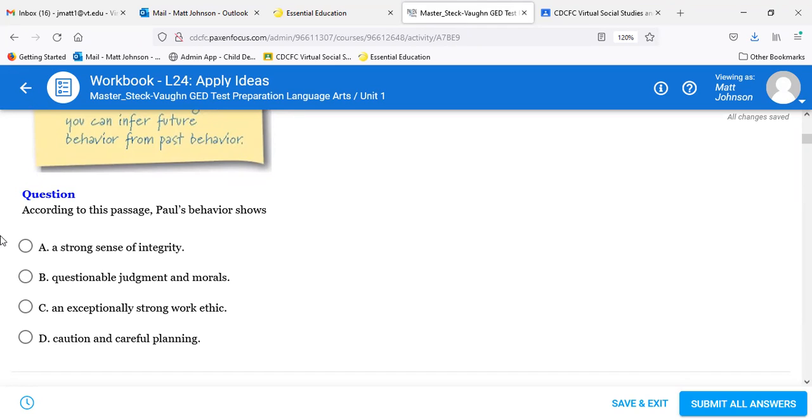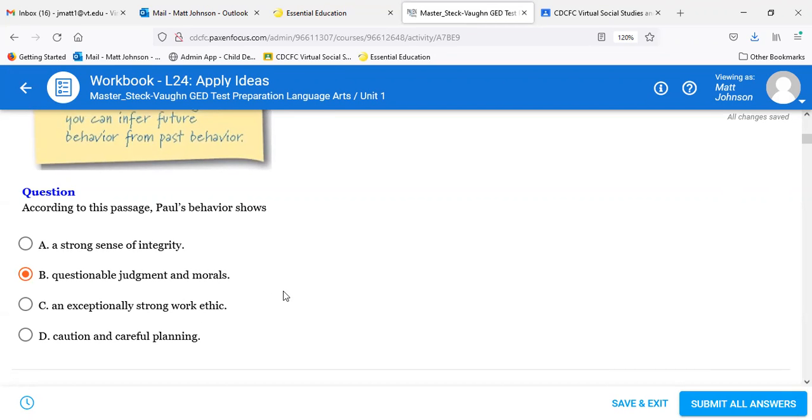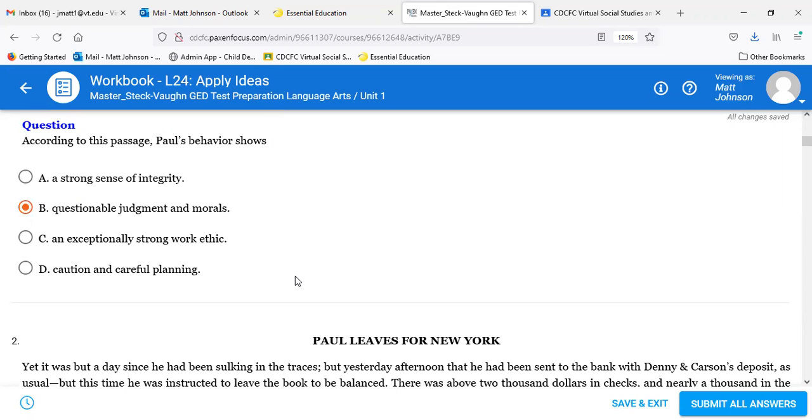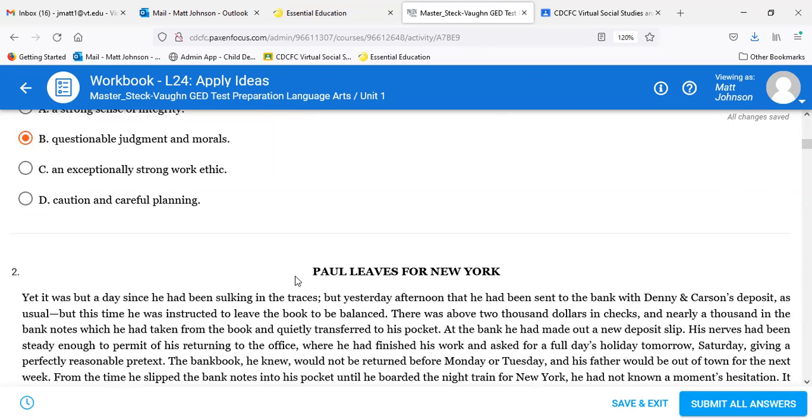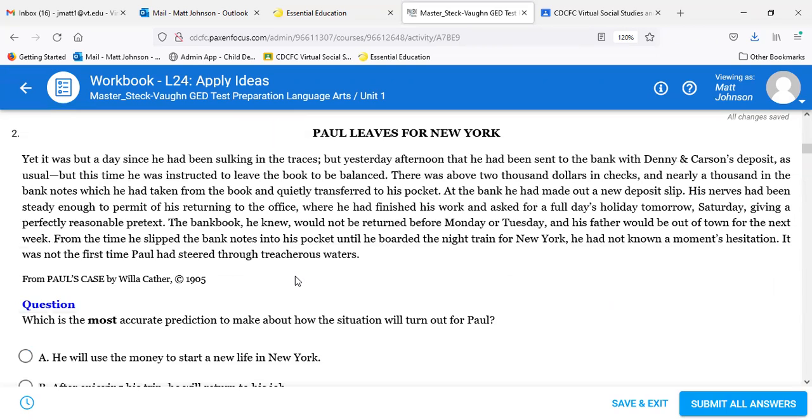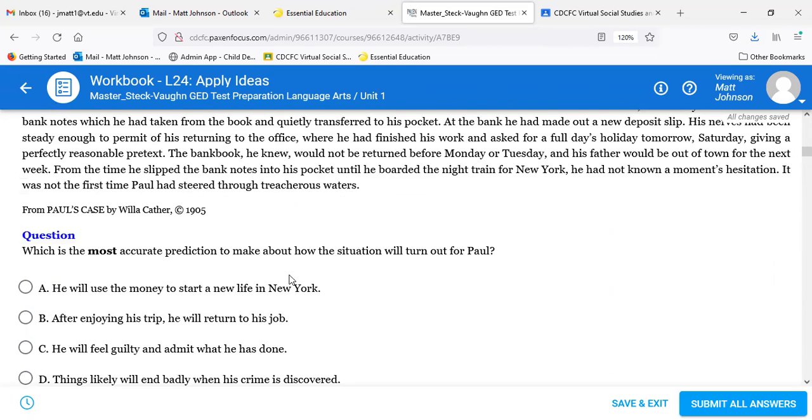Is it A? No. B. Yeah, B. He's probably lacking in integrity because it sounds like he's skipping town with some of his father's money. So yeah, questionable judgment and morals. He's going to bend the rules, most likely, to get his way or get what he wants. So B is in for one.